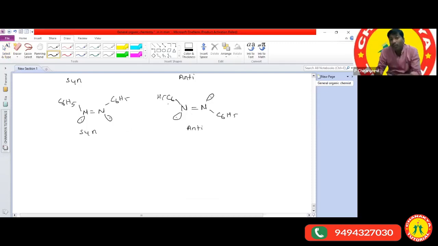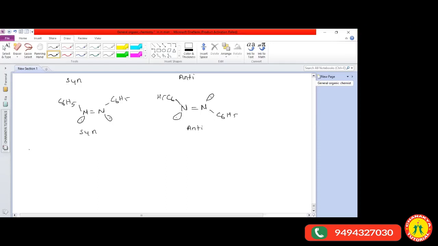Sometimes they can give two different alkyl groups. Now I had given identical ones. That's why identical atoms or groups of atoms present at the same side we call syn, and identical atoms or groups present at the opposite side we call trans. If I change the alkyl group, we can explain based on the lone pair of electrons. Now you got it? Yes, sir. Next, oximes.